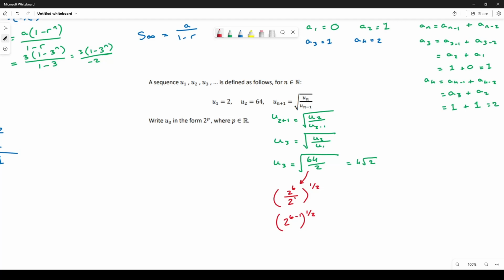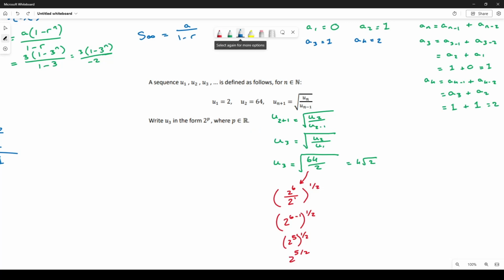Then 6 minus 1 is 5, so you'd have 2 to the power of 5, to the power of a half. And if you have a situation like this, the log tables tell you that if you have a power inside and outside the brackets, you can multiply them. So the answer is 2 to the power of 5 over 2, which is fine because it says the p can be any number. It was the n here that had to be a whole number. So 5 over 2 is fine, and that is the answer that they wanted.